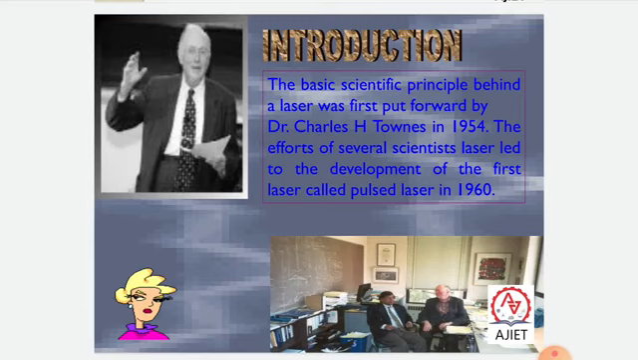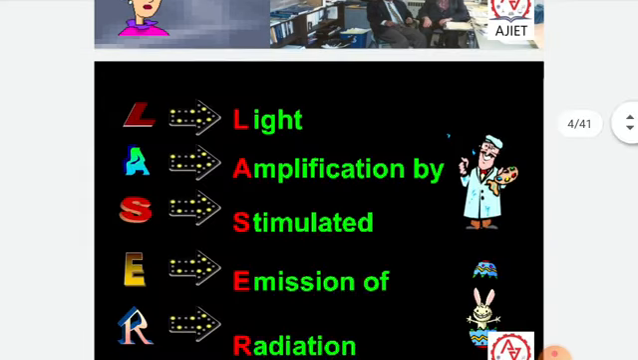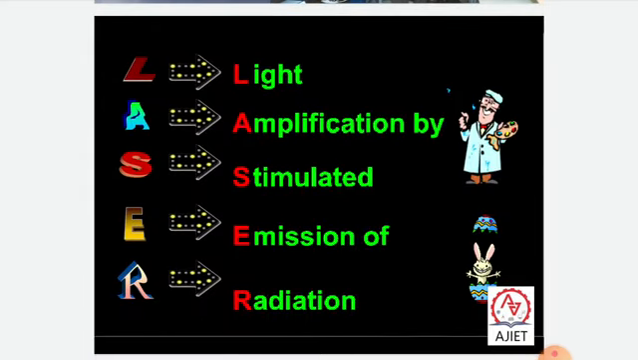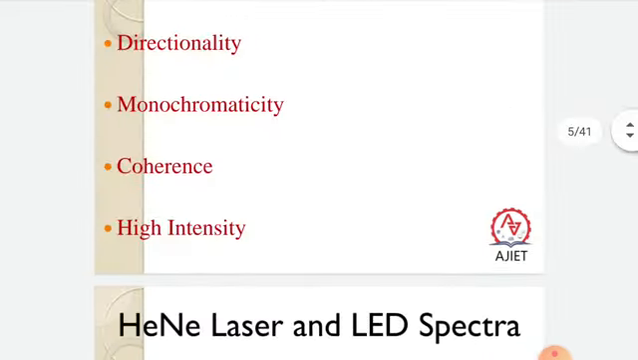the basic scientific principle behind the laser was put forward by the scientist Dr. Charles H. Townes in 1954. The efforts of several scientists led to the development of the first laser, called the pulsed laser, in the year 1960. So basically, what is this laser? Laser stands for light amplification by stimulated emission of radiation. Laser is nothing but amplifying the light by a process known as stimulated emission of radiation.